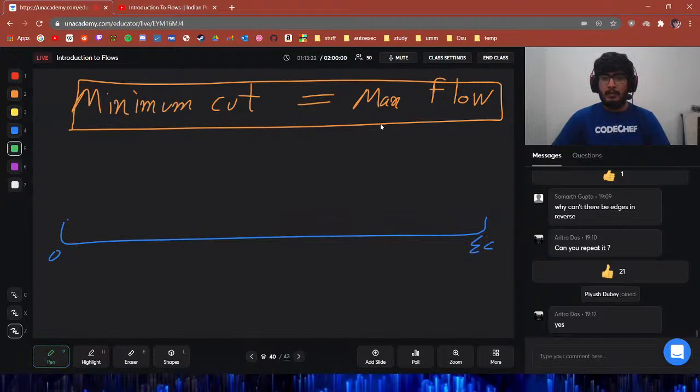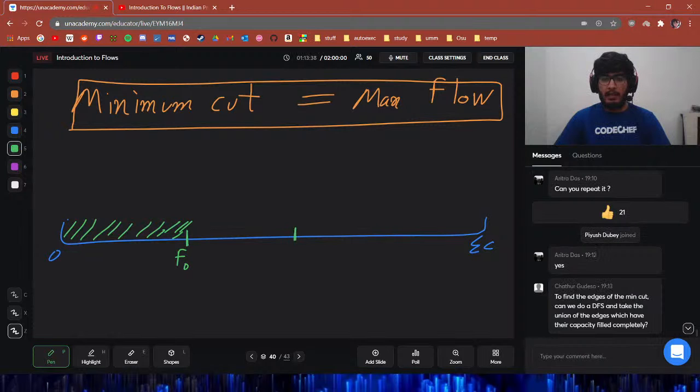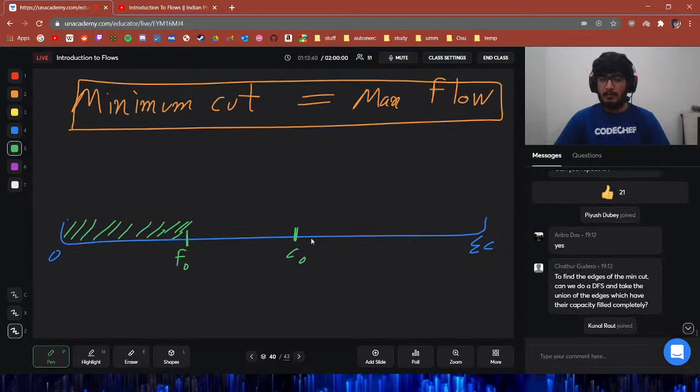So we can have a flow of 0, we can have a flow of 1, something like that, up until F0, which is going to be the maximum flow. I can have any flow value from 0 to F0. Also, let's say the minimum cut value is C0. The cut values are going to be between C0 and the sum of all the capacities.